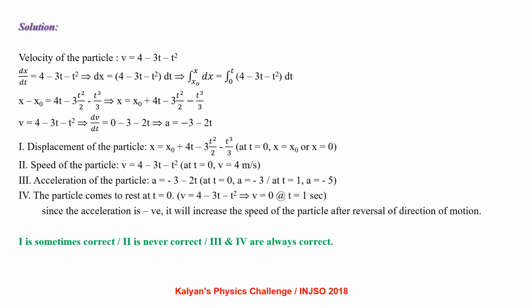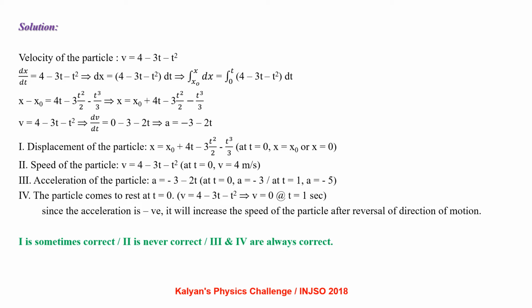Velocity of the particle v equal to 4 minus 3t minus t square. dx by dt equal to 4 minus 3t minus t square, from which dx equal to (4 minus 3t minus t square) dt. Upon integrating between limits x0 to x and 0 to t, we have the expression for x, that is displacement, as x0 plus 4t minus 3t square by 2 minus t cube by 3. Similarly, differentiating the velocity expression with respect to time, we have acceleration as minus 3 minus 2t. Now let us see the statements one by one.